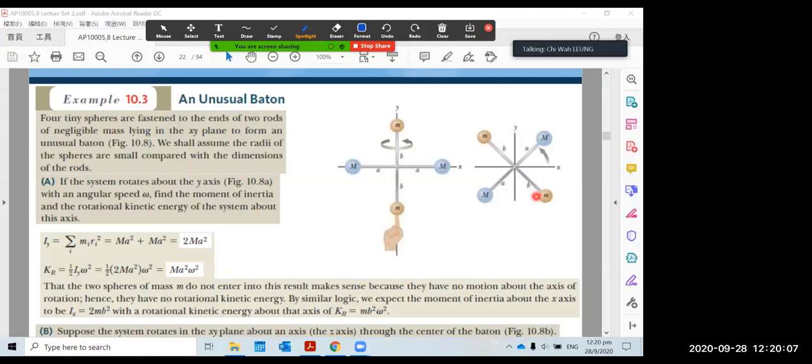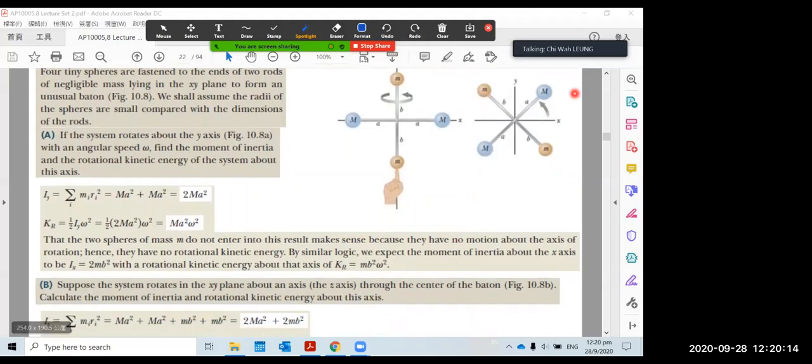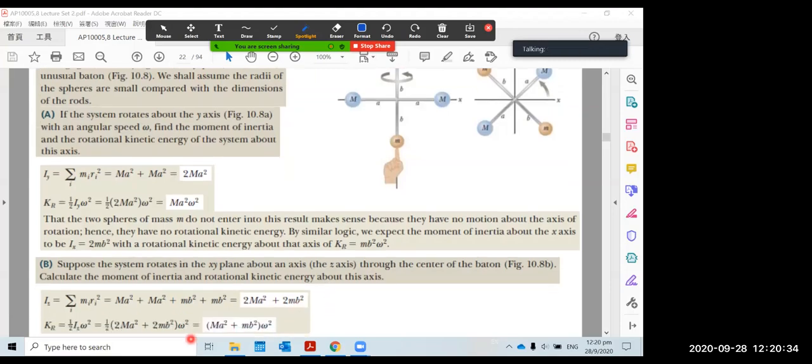What about the second configuration? In the second configuration, total moment of inertia is due to the small m, which are now at the distance b from the axis. So m b squared, m b squared. The two large balls are still at a distance a from the axis. So M a squared, M a squared. So this is the new moment of inertia. Kinetic energy, the rotational one, is a different value.